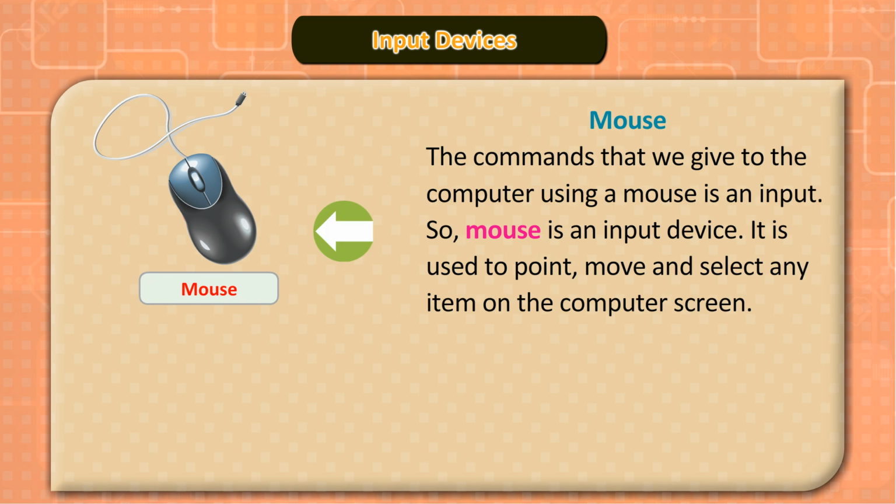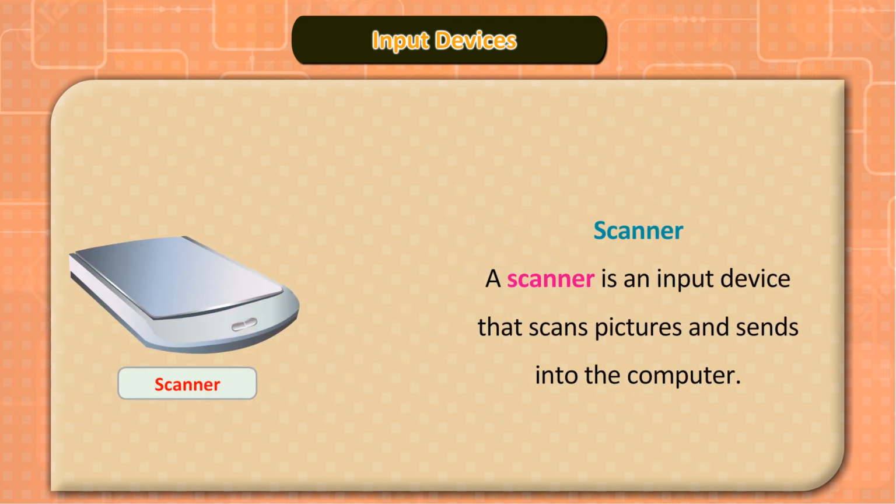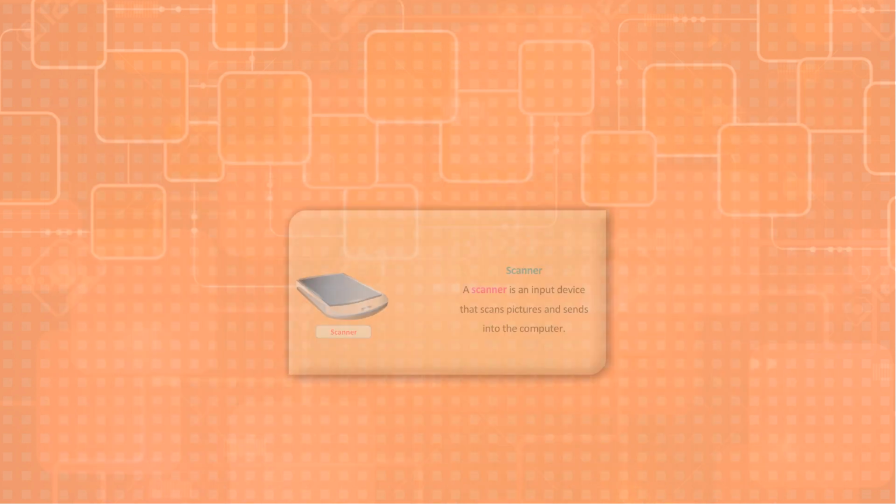Mouse. The commands that we give to the computer using a mouse is an input. So, mouse is an input device. It is used to point, move and select any item on the computer screen. Microphone. The microphone is an input device that helps us to record our voice into the computer. Scanner. A scanner is an input device that scans pictures and sends into the computer.